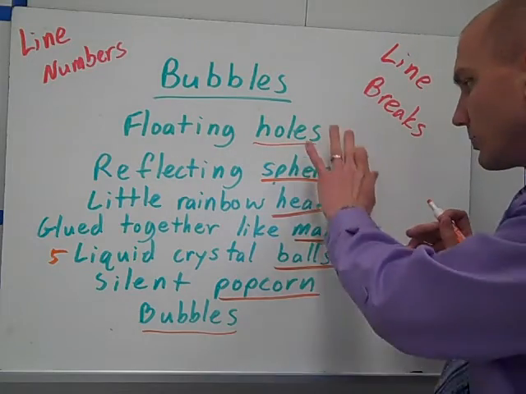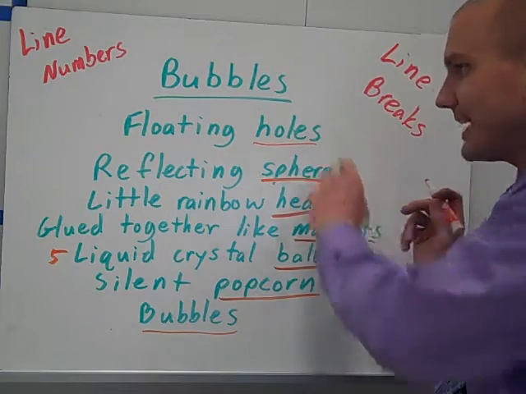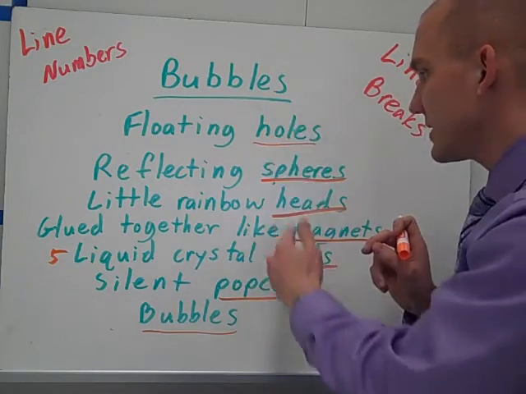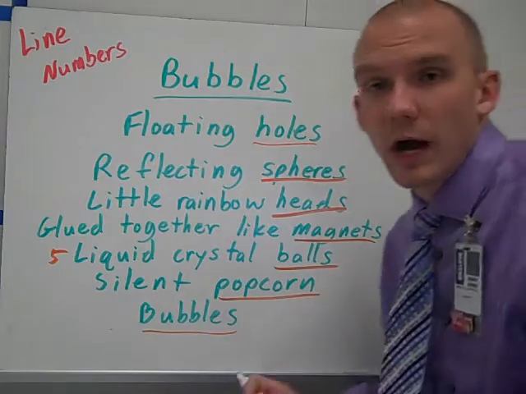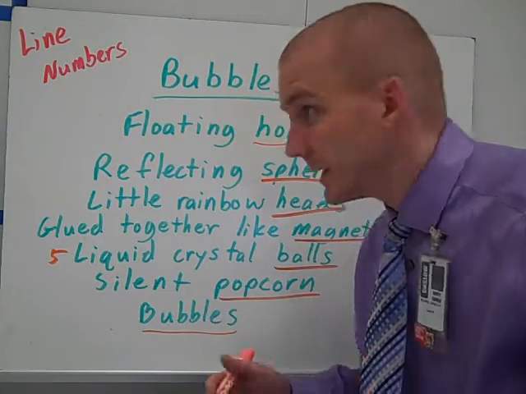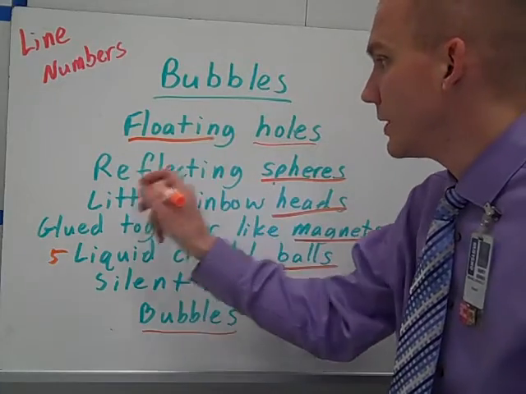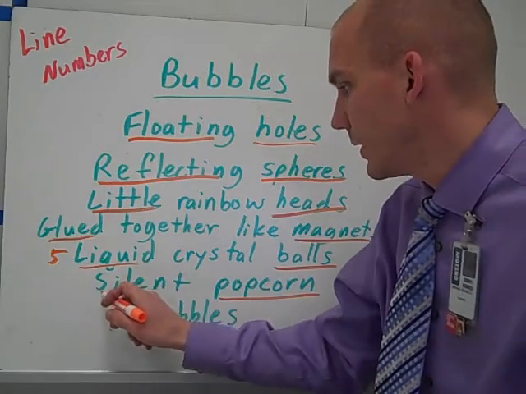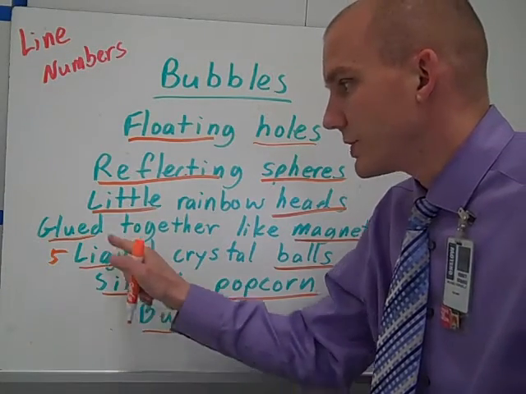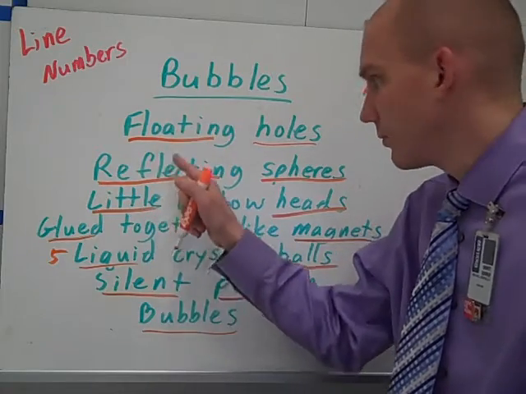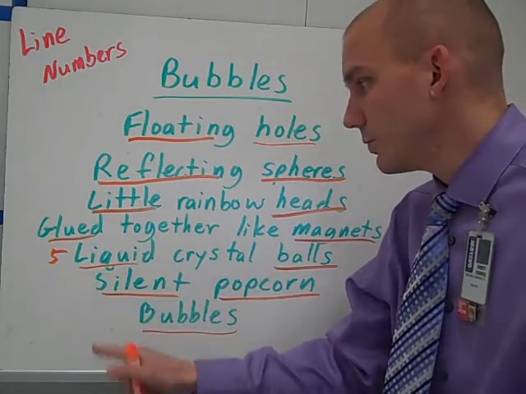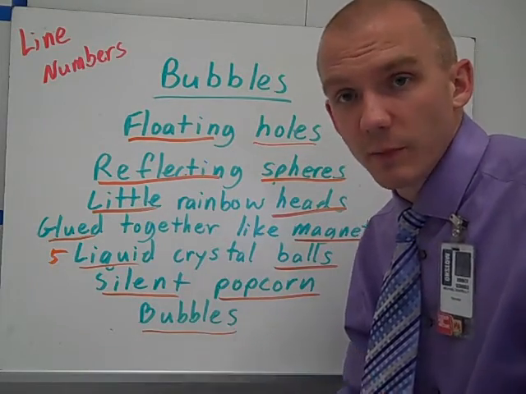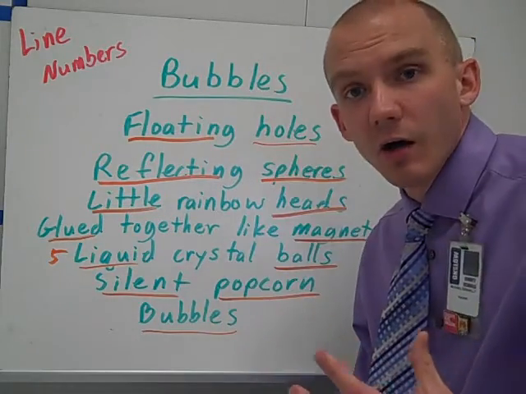Well, these are all nouns, and they're nouns that are relating to bubbles. So that's why the author chose to end all the lines right there, because the author's saying, hey, look, these are all ways to describe and give you a better image of what a bubble is. And then the first word: floating, reflecting, little, glued, liquid, silent. These are all words that describe bubbles. These are just words that describe what the topic of the poem is, bubbles. So it gives you some good imagery of bubbles.